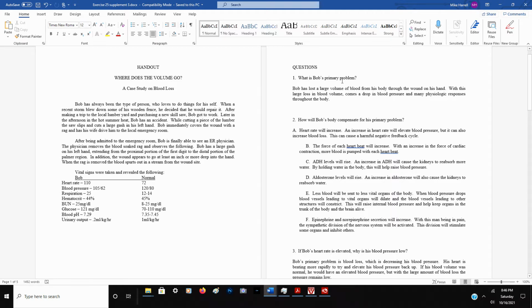So we see his pressure is definitely dropping, even though his heart rate is elevated. The heart can pump just as hard as it wants, but if it's losing the blood, the pressure's still going to drop. Number 2, how will Bob's body compensate for his primary problem? One thing we've already seen is the increase in heart rate. You bet, you're going to see an increase in the beats per minute and the force of the contractions all at the same time.